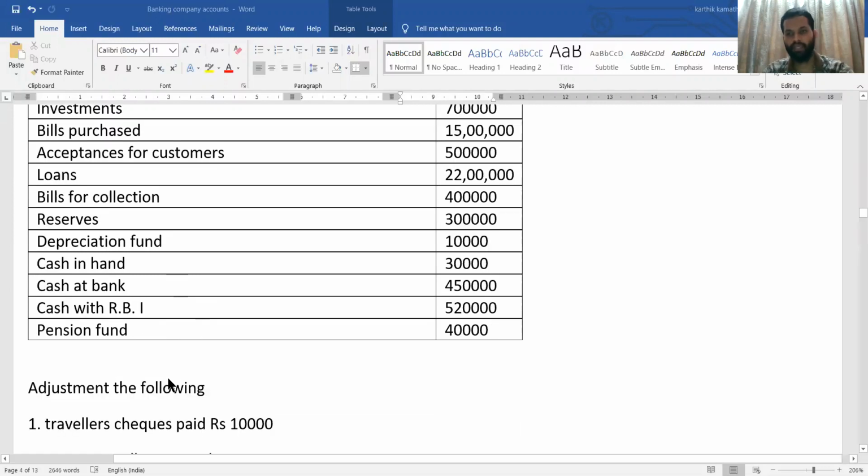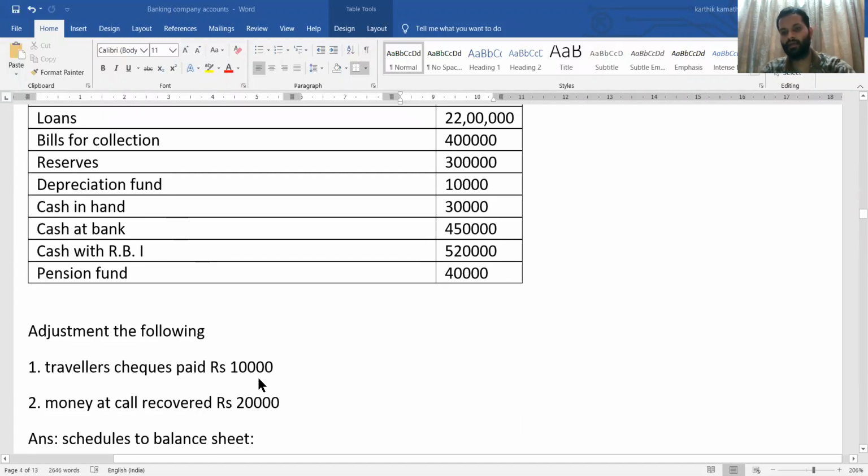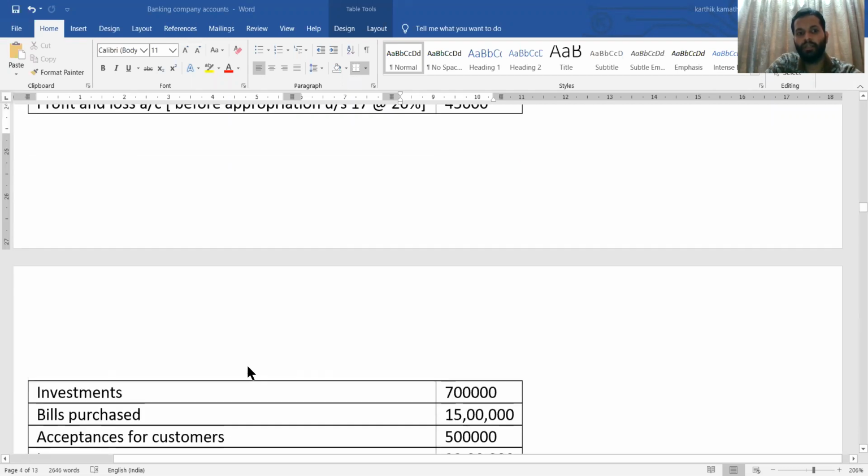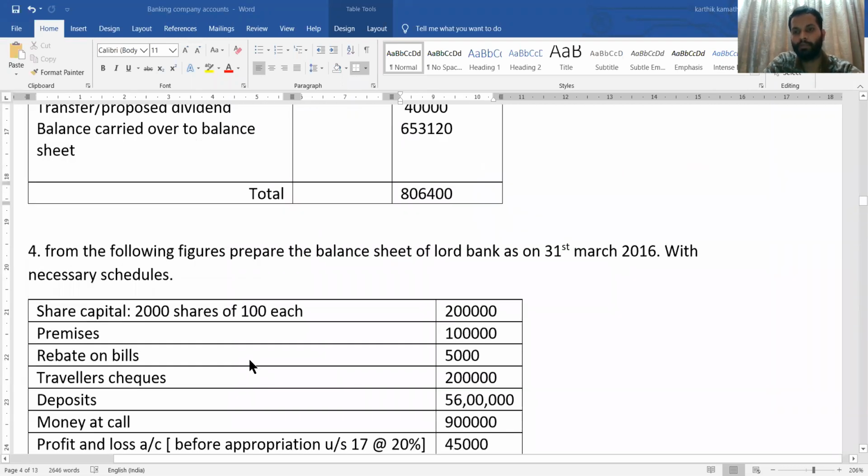Now there is an adjustment. Adjust the following: traveler's check paid, 10,000. So there is one adjustment for traveler's check. Where this adjustment affects, we need to see. I think traveler's check adjustment affects two places. Then money at call recovered. Again, money at call recovered also affects two places. So that we are going to see. So this is the question. Only two adjustments, and all the other information is given. You are required to prepare the balance sheet.